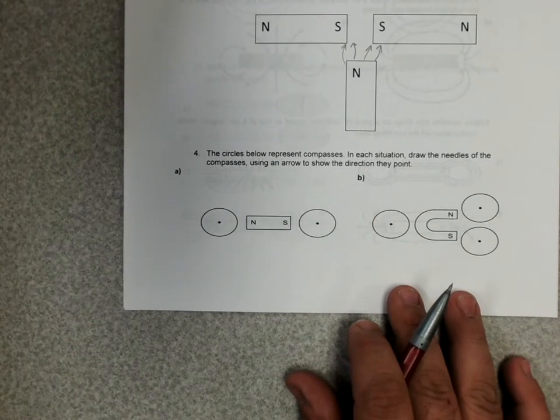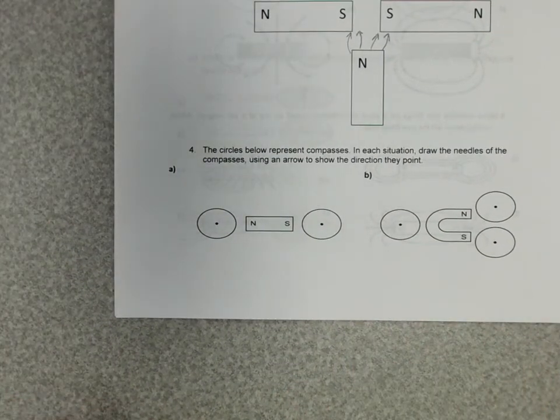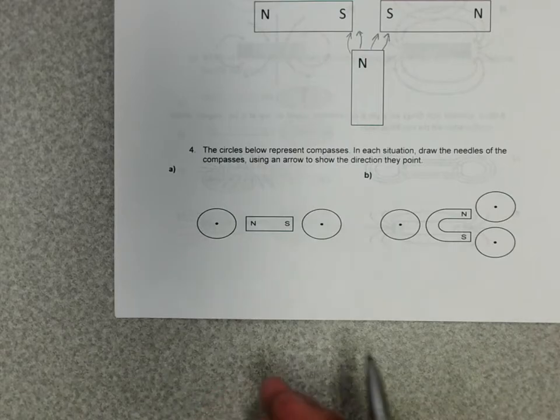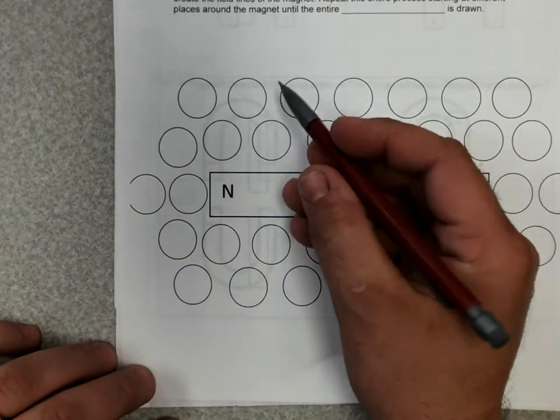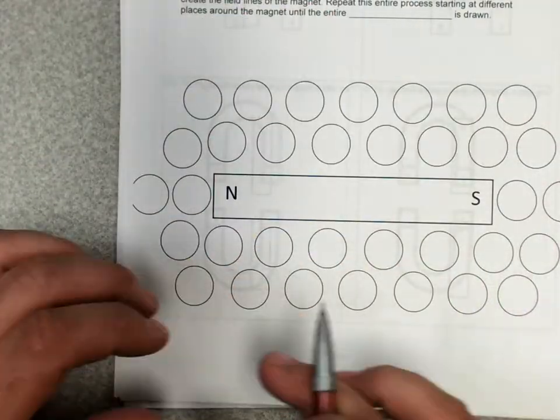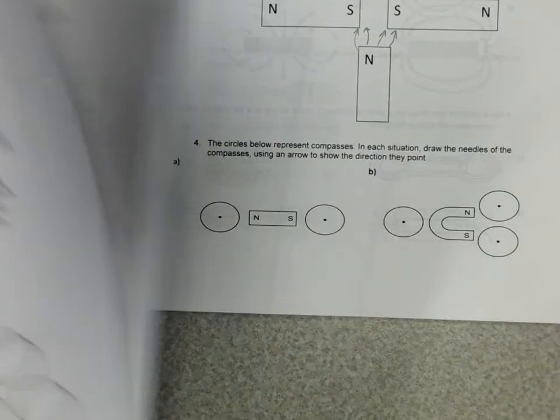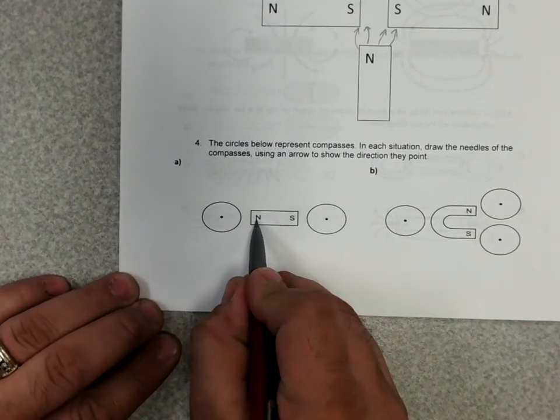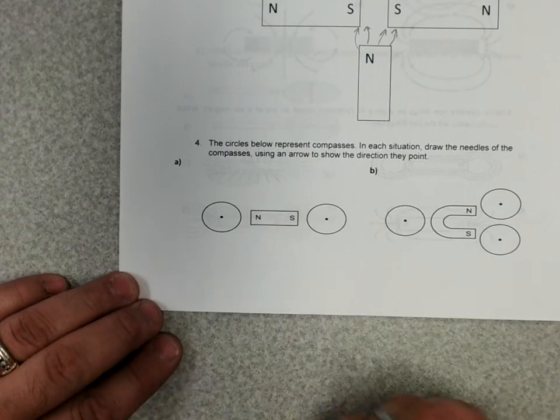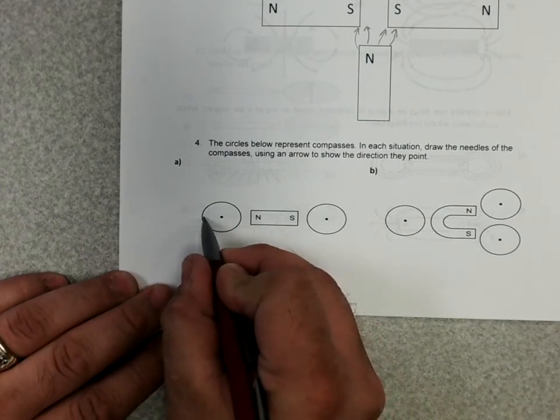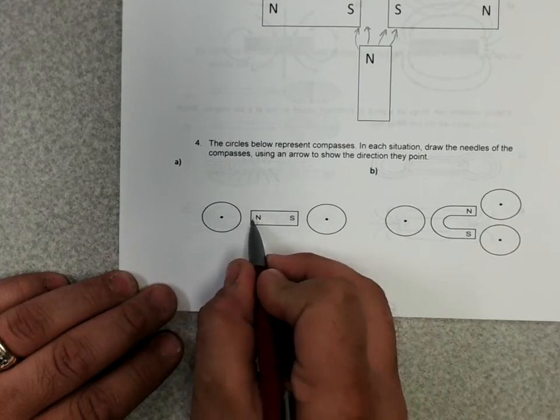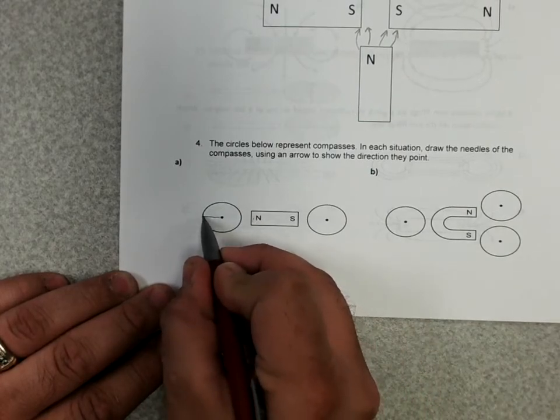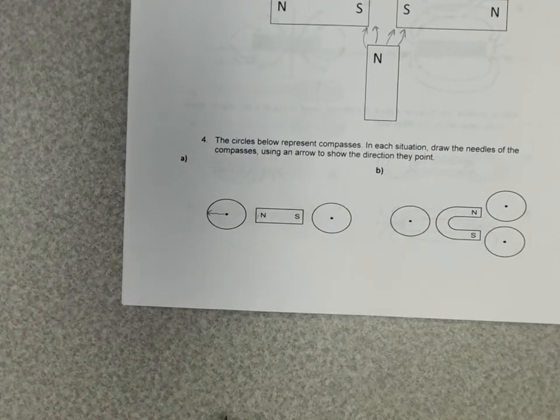Now, number 4 says, the circles below represent compasses. In each situation, draw the needle of the compass using an arrow to show where it's going to point. This is like on the lab when you drew the arrows on your magnetic field lab, when I had you sketch those arrows by moving the compass around. It's the exact same thing. So is it going to point towards north or away from north? It comes out of north, so the north pole of the magnet is going to repel the north pole on the compass. So the north pole on the compass is going to point away.